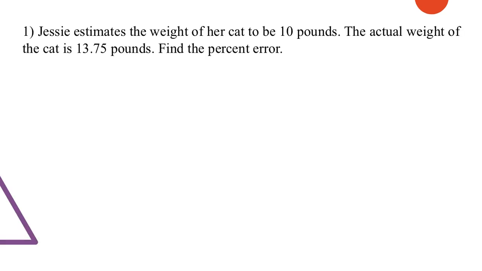So we're looking at number 1, and these are not multiple choice, but we will be doing decimals, so let's round them to the nearest tenths place. So point something if we need to. Okay, so on question number 1, Jessie is going to pick up her cat and estimate her cat to be 10 pounds. The actual weight of the cat when they took the cat to the vet and plopped him on the scale was 13.75 pounds.